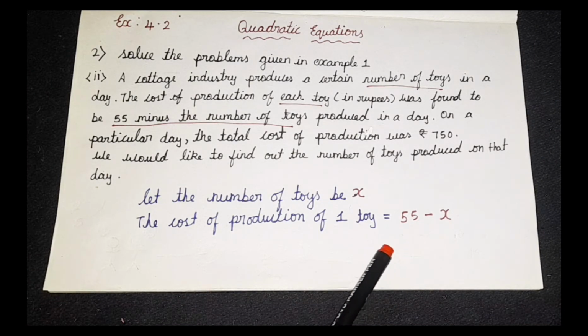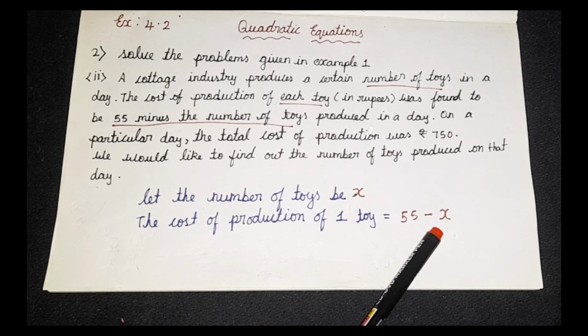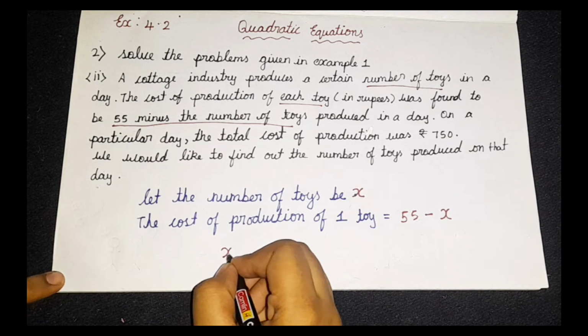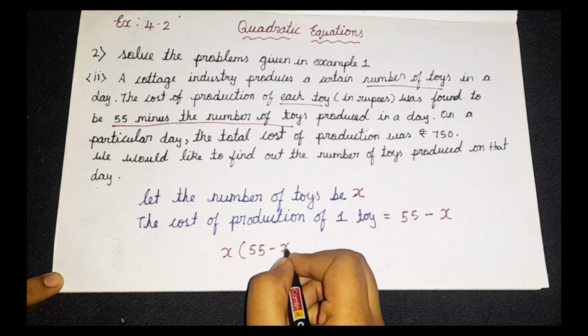Now I am going to be multiplying x into 55 minus x.